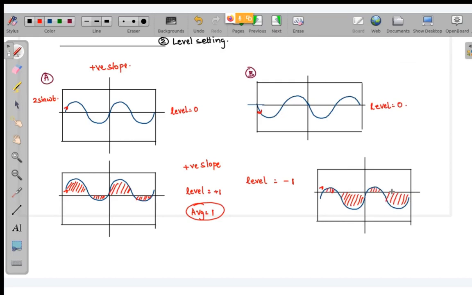So these are the two settings with the help of which we can classify or distinguish the signals that are going to be displayed on the screen. One of them is your level setting, another is your slope setting. Okay, is it clear? Is it clear? So let me ask you one example.